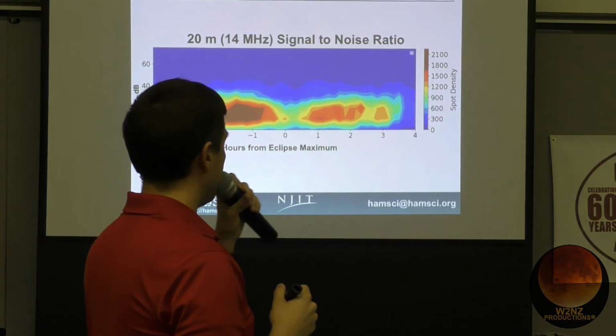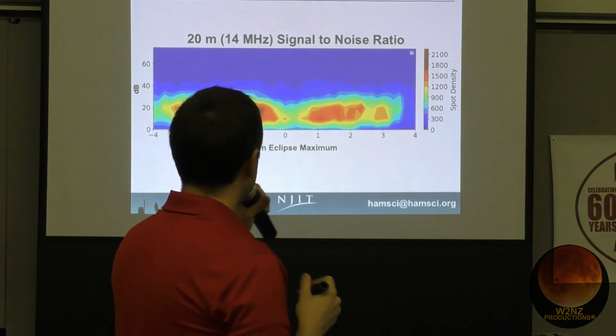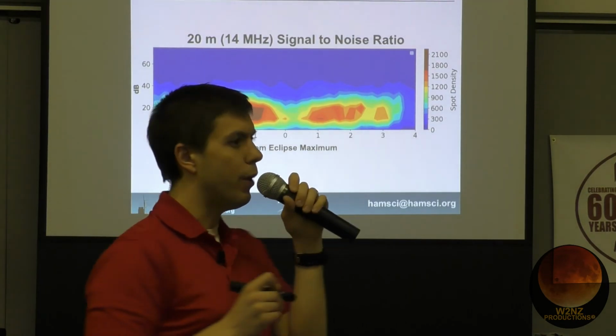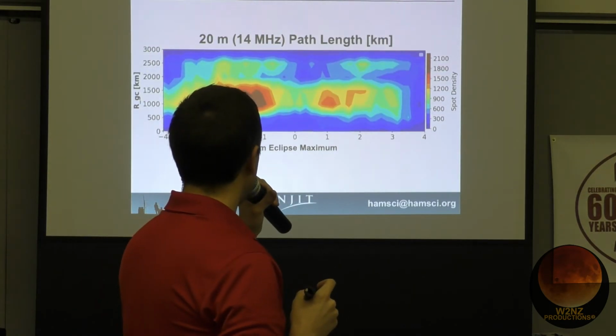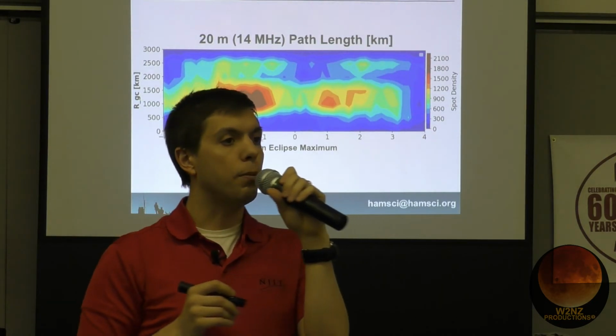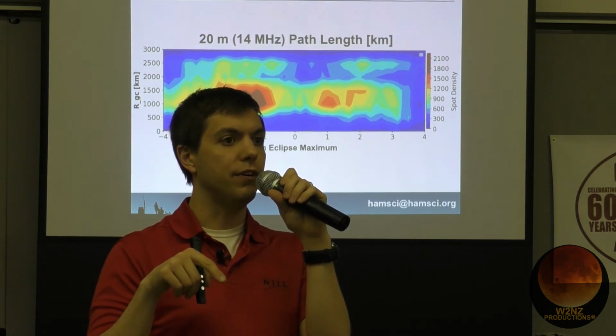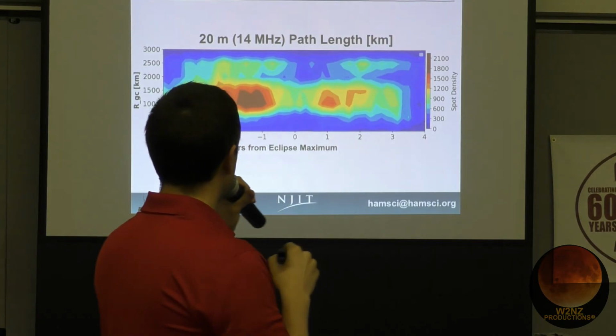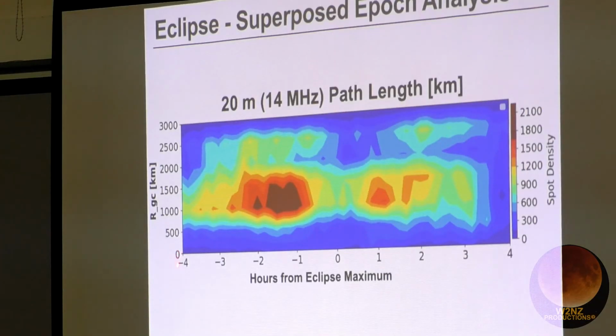Now, instead of the signal-to-noise ratio on the y-axis, we can also plot the great circle path between the RBN receiver and the transmitter that was heard. Here, the y-axis goes from 0 up to 3,000 kilometers. So you can see for most of the SEQP, most of the signals were between about 500 to 2,000 kilometers away.